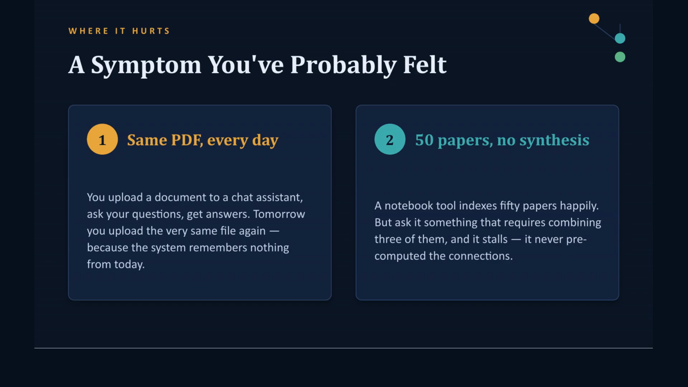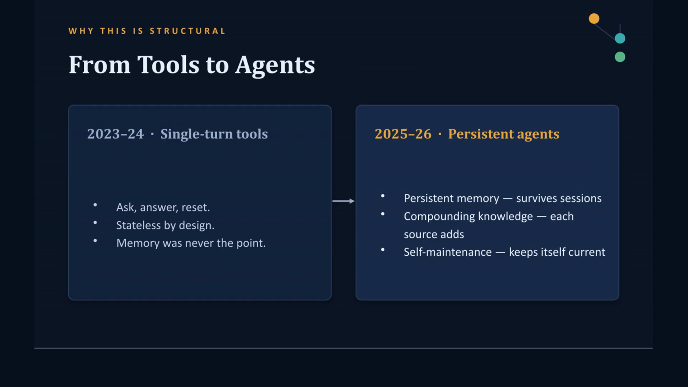Let's start with a symptom you've probably felt. You open a chat assistant, upload a PDF, ask your questions. The next day you do it again, the same PDF, because the system remembers nothing from yesterday. Or you point a notebook tool at 50 papers, it indexes them happily, but ask it a question that requires combining 3 of those papers and it stalls, because it never pre-computed the connections between them. These aren't bugs. They're the predictable behavior of systems with no persistent memory. Nothing they learn accumulates. Step back and the cause is structural.